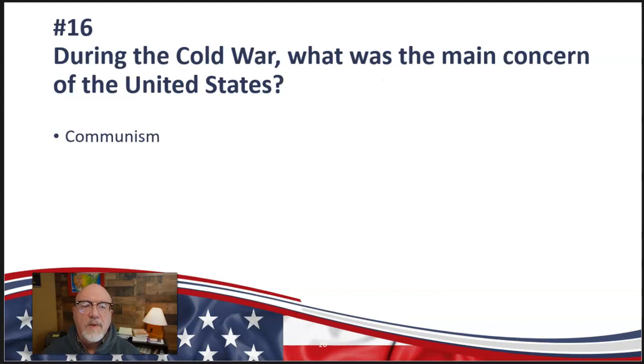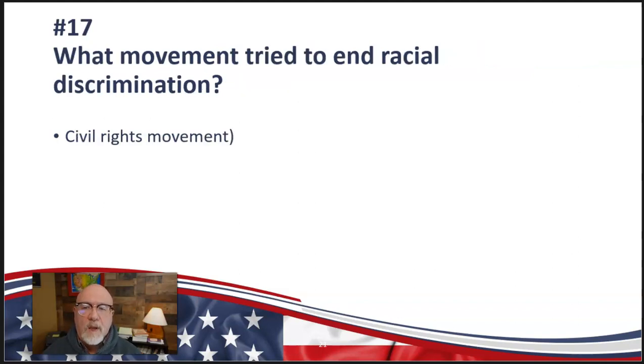Question 16. During the Cold War, what was the main concern of the United States? And the answer is communism, which is a political system. Communism was our main concern during the Cold War. Number 17. What movement tried to end racial discrimination? And the answer is the Civil Rights Movement.